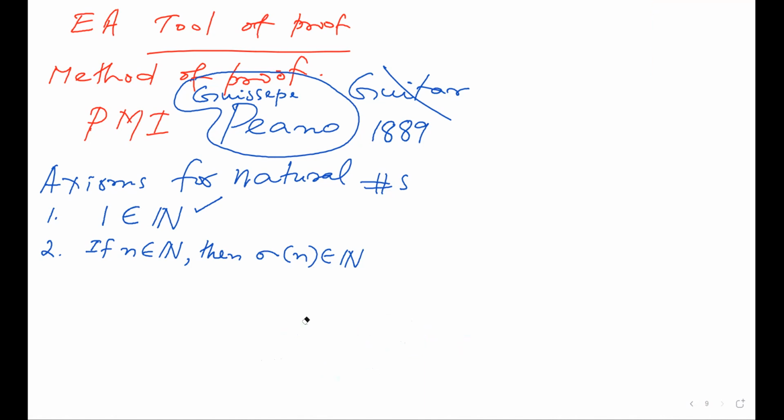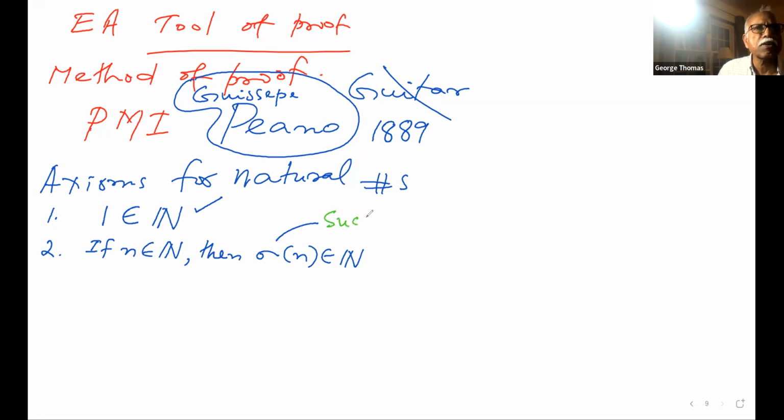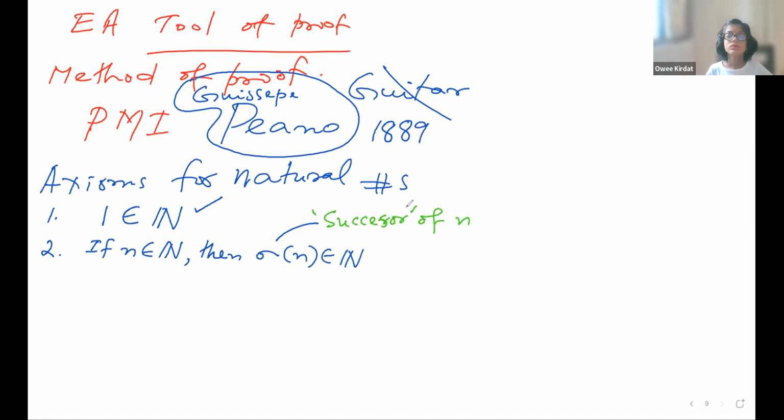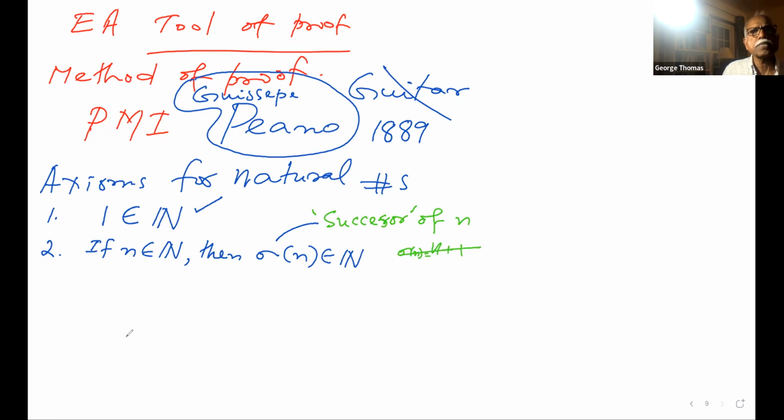What is sigma? This is called the successor. Successor of n. That is a term in his axiom system. If there is an object called n in it, it has a successor in it. What is the successor? He's not saying it is n plus 1. He's not saying that.